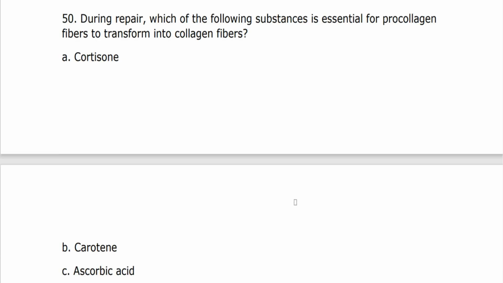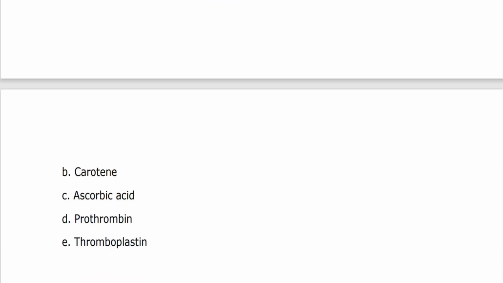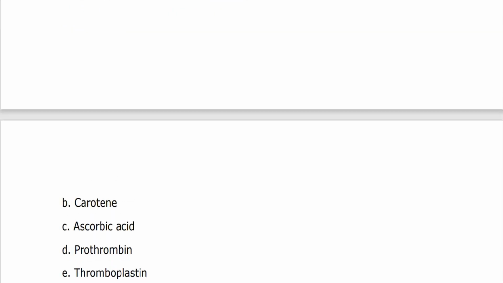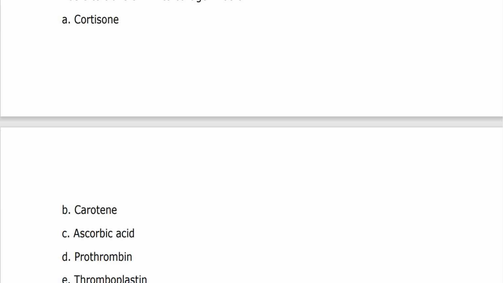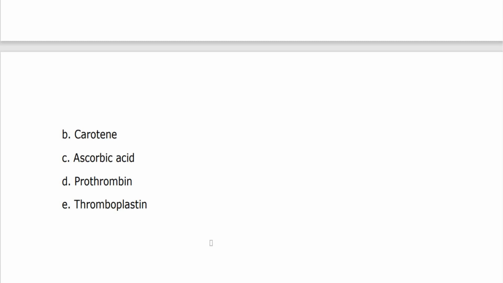Question number 50. During repair, which of the following substances is essential for pro-collagen fibers to transform into collagen fibers? I remember hydroxyprolination, which needs vitamin C, so that's what we're looking for. We have cortisone, carotene, and ascorbic acid, which is what we can take here as our vitamin C.